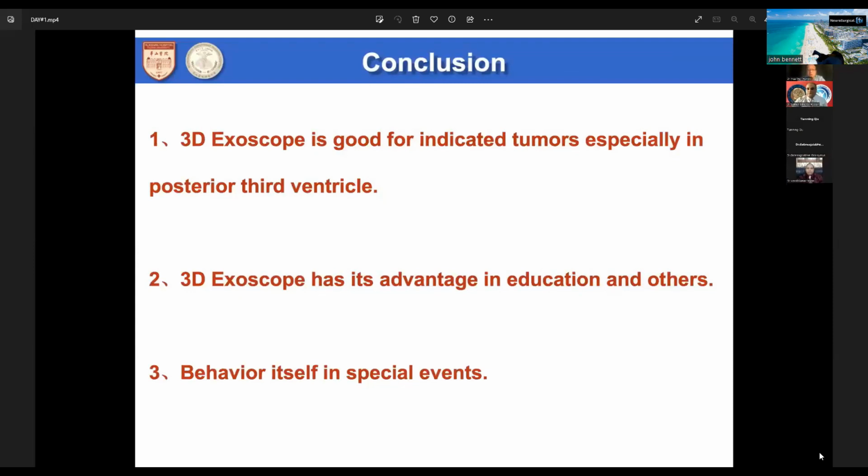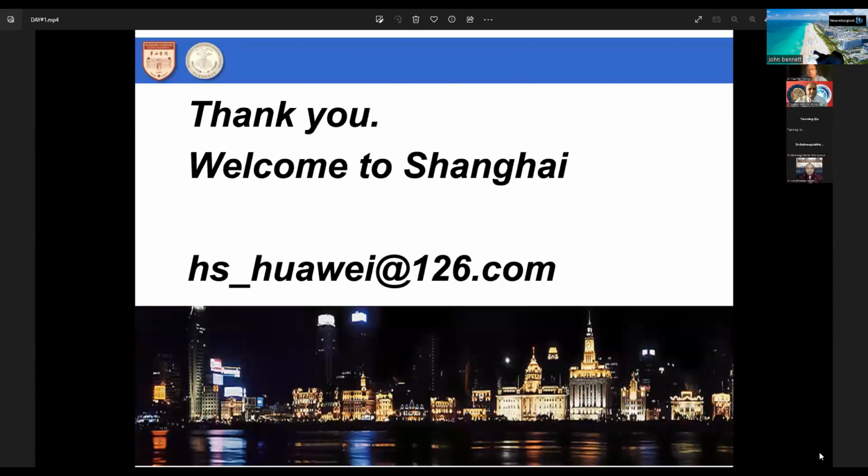So it behaves quite well in spatial events. So this is quite important to know how to use the 3D exoscope. That's all. Thank you. And welcome to Shanghai.